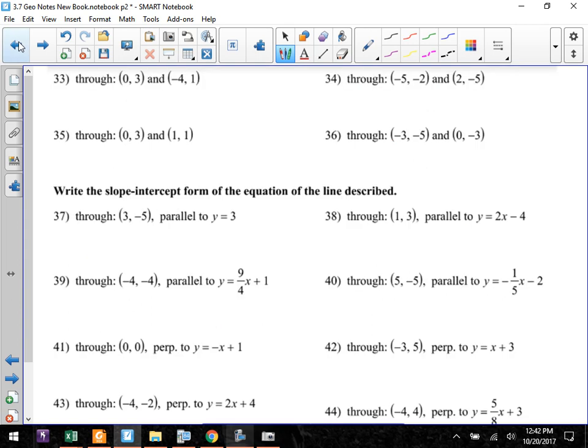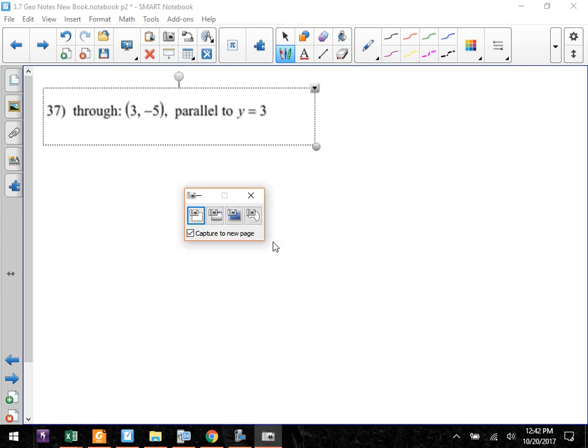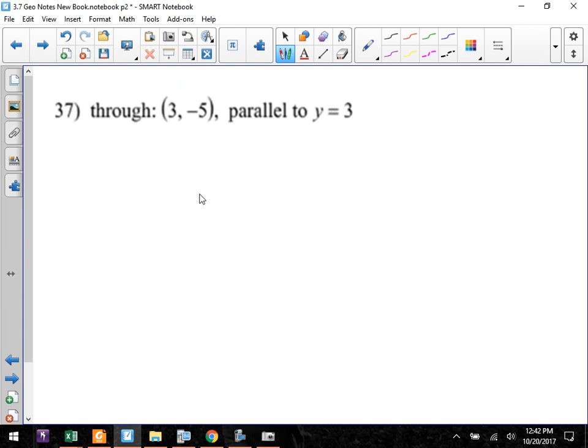So I go back and look at 37, it says, write the equation of a line that's parallel to y equals 3 that goes to the point 3, negative 5. Well, what kind of line is y equals 3? It's horizontal. What kind of lines are parallel to horizontal lines? Horizontal. What's the equation of every horizontal line? Y equals. What's the ordered pair? Well, it's 3, negative 5. What's the y value there? Negative 5. Go to the next problem.